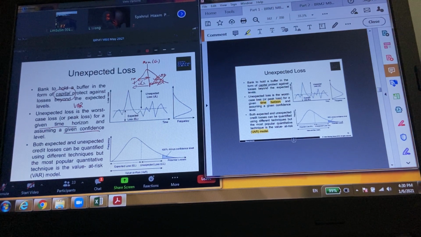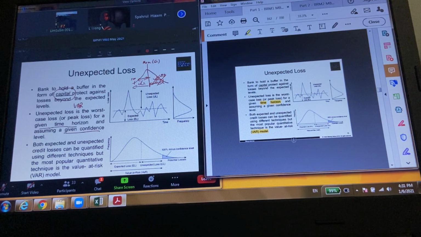Because it is something that nobody will expect. You don't know when it will happen, or how much it will be, right? So you don't know. It's just like guesswork. Basically, it's more to take additional precaution, in case something unexpectedly happens, right?